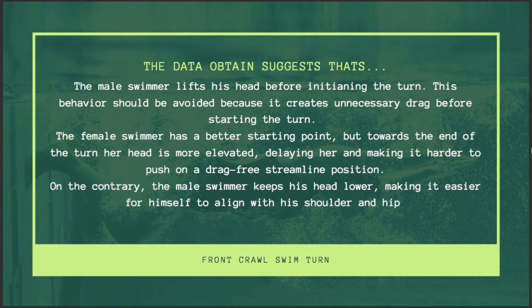The data obtained suggests that the male swimmer lifts his head before initiating the turn. This behavior should be avoided because it creates unnecessary drag before starting the turn. The female swimmer has a better starting point, but towards the end of the turn her head is more elevated, delaying her and making it harder to push off in a drag-free streamline position. On the contrary, the male swimmer keeps his head lower, making it easier for him to align with his shoulder and hip.